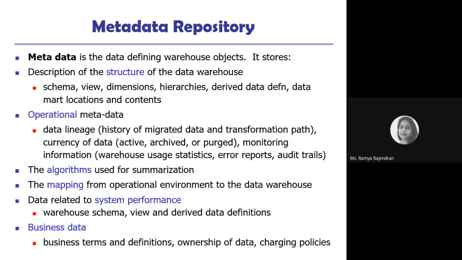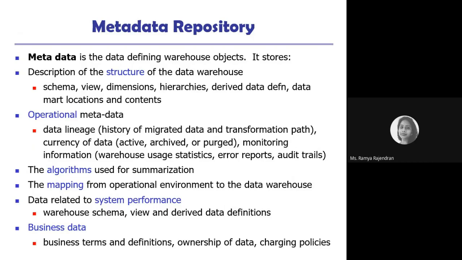Next one is the metadata repository. We just talked about metadata. We all know what metadata is: it's data about the data. Here we store information about the data warehouse. We'll have the schema information, the views, the dimensions, the measures, hierarchies, and everything. The data marts information, everything will be stored in this metadata.